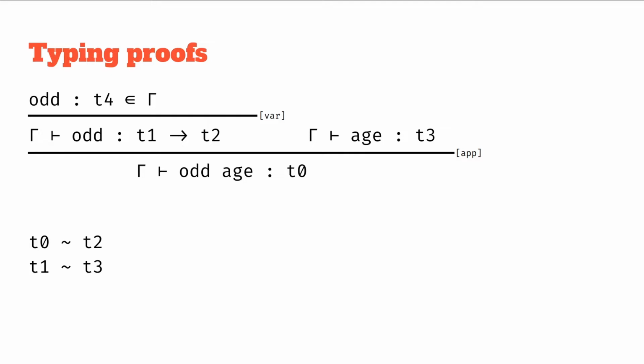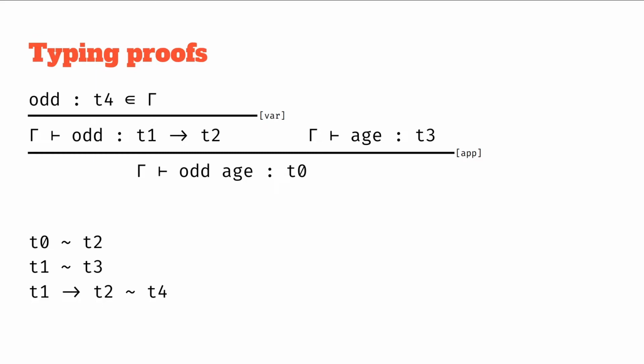And similarly, as we did with the function application, we can say, well, the type of odd, we said in the top left of the application rule that the type of odd was t1 to t4. And in the var rule, the way those two correspond is that the bottom type should be the same as the top type. So that's t1 to t2 should unify with t4, right? So you can say t1 to t2 should unify with t4.